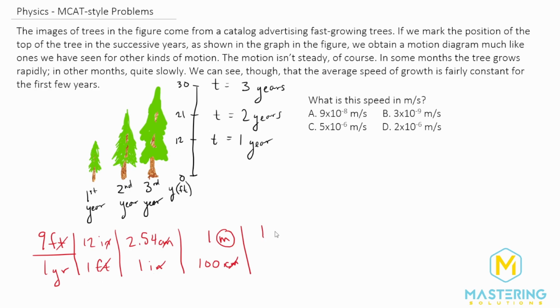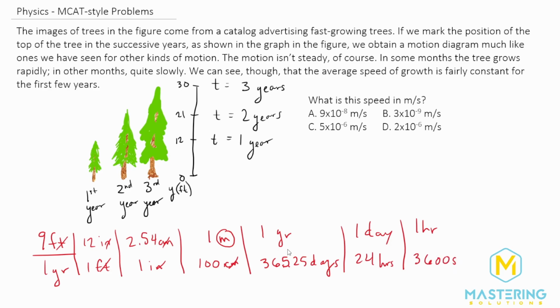So the centimeters cancel, and now we're in meters, which we want, and we want to change the year to seconds. So in 1 year, there are 365.25 days. And then in 1 day, there is 24 hours. And in 1 hour, there is 3,600 seconds. So now, of course, the year will cancel, the days cancel, hours will cancel, and we're left in seconds. So meters on top, seconds on bottom.